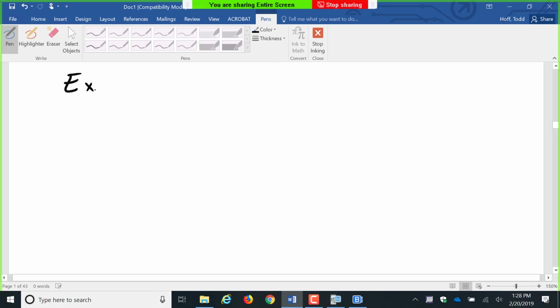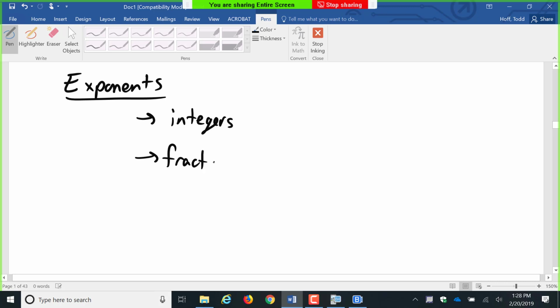Exponents. Again, exponents with integers. Exponents with fractions. Exponents, of course, include powers. We really haven't covered much, but roots are a part of exponents.